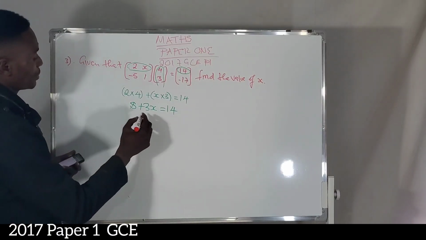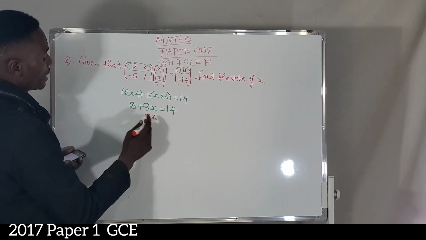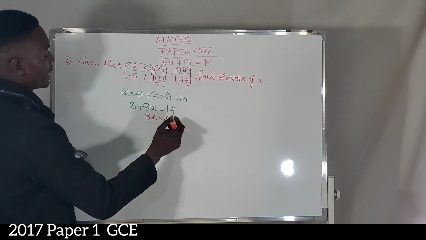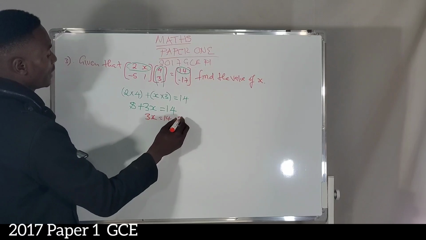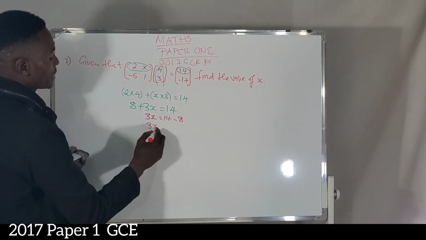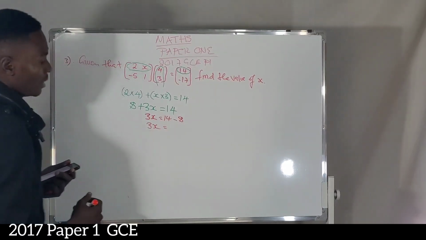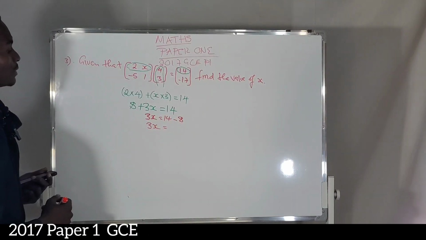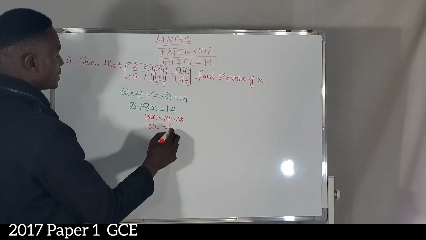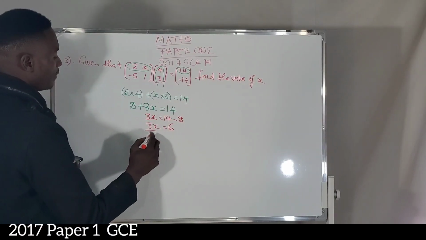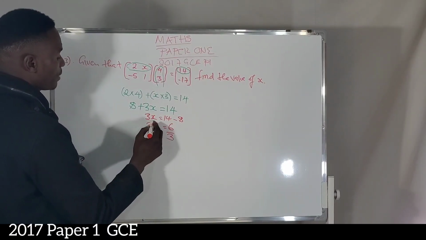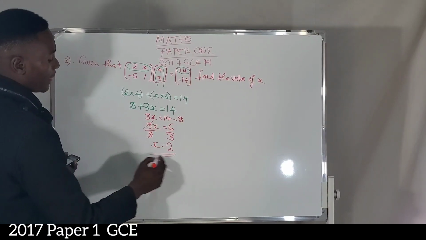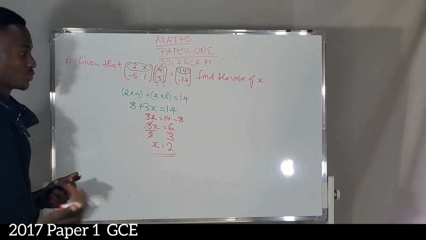The 3x will remain on this side. Then the 8 will cross the sign. Since it's positive, it becomes negative 8. Then 3x is equal to 14 minus 8, which is 6. Then divide this by 3, and x is equal to 2.